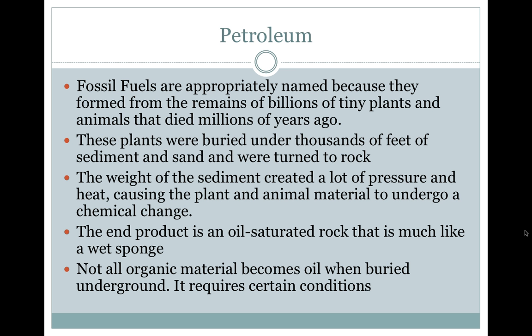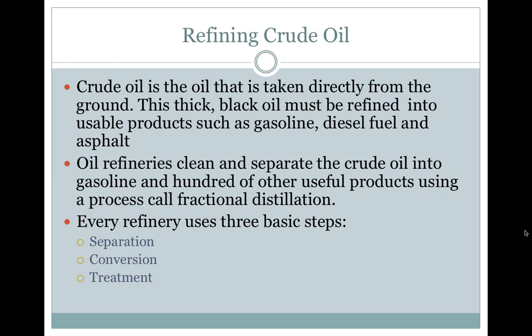Petroleum. Fossil fuels are appropriately named because they formed from the remains of billions of tiny plants and animals that died millions of years ago. These plants were buried under thousands of feet of sediment and sand and were turned to rock. The weight of the sediments created a lot of pressure and heat, causing the plant and animal material to undergo a chemical change. The end product is an oil-saturated rock that is much like a wet sponge. Not all organic material becomes oil when buried underground. It requires certain conditions.